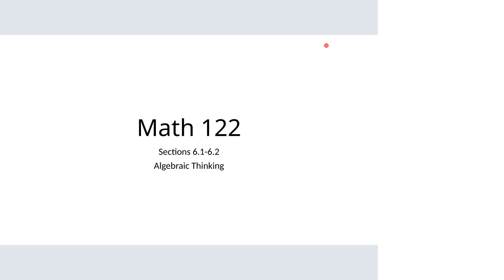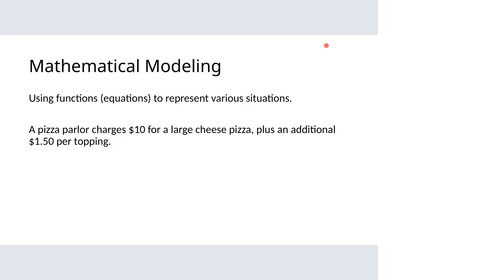Okay. Our coverage of algebraic thinking starts with the idea of mathematical modeling. What mathematical modeling is, is using a function, which is a more formal way of saying an equation, to represent a real life situation. It could be extremely complex, or it can be relatively simple. And we're going to start out with something that's relatively simple. Most of our equations that we're going to work with will be relatively simple.